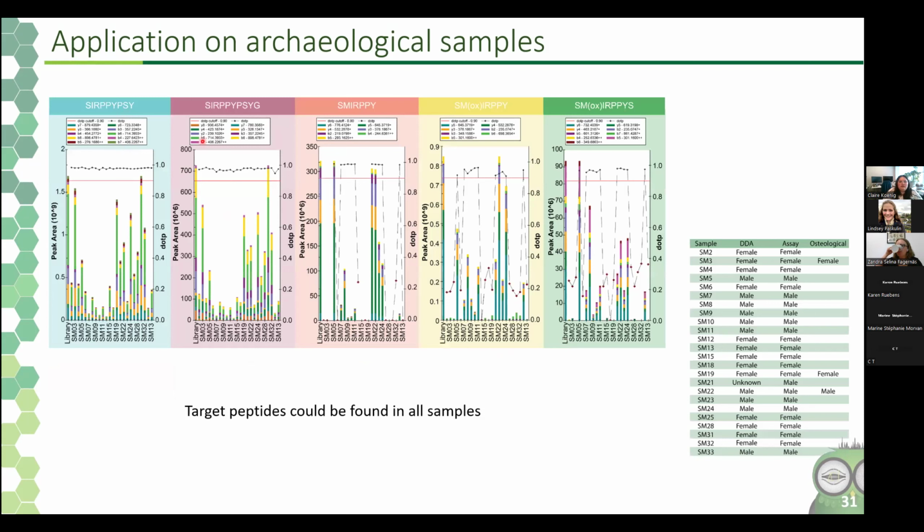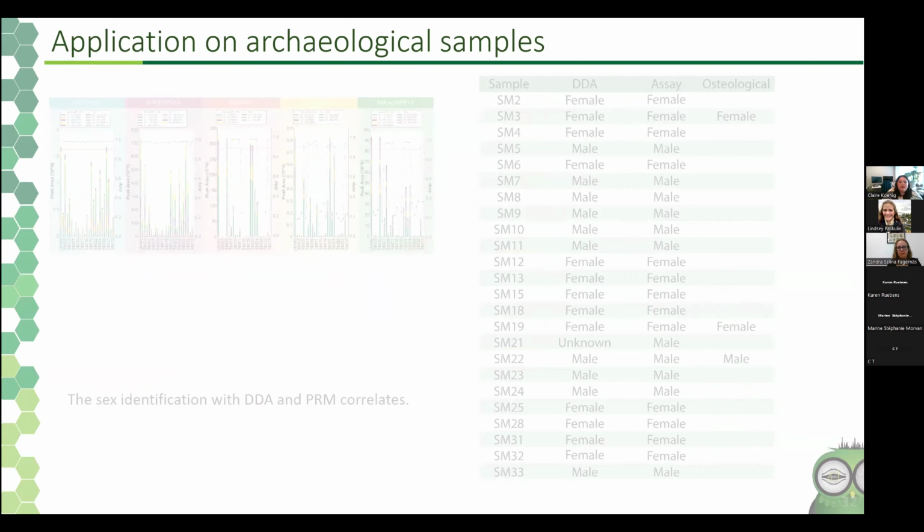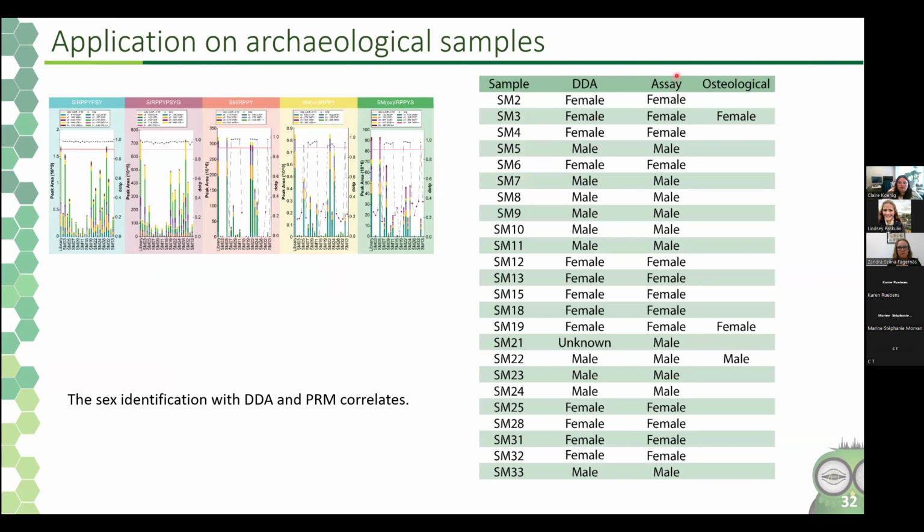And what we can see is that in other samples, so for AMLX, that are the 2 first boxes, we could identify the targets. For AMLY, we could identify the targets in other potential male individuals. So we compared our results from our assay with DDA results, and we could see that we had a perfect correlation except for this individual, SM21, that could not be identified using the DDA assay.